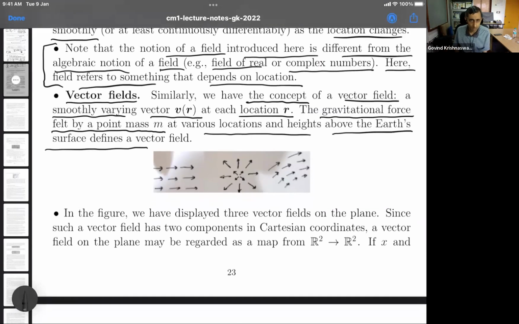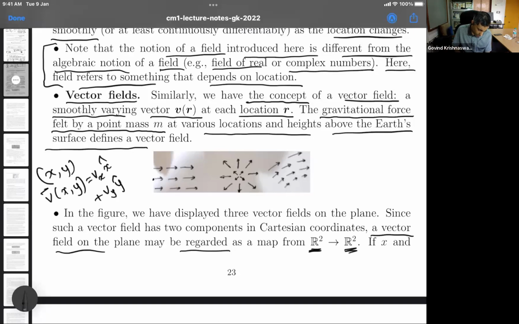So let me give you some simple examples of vector fields displayed on the plane. We've got 3 vector fields on the plane. We can think of at every point the vector having 2 components because we are on the plane, say in Cartesian coordinates. So a vector field on the plane may be regarded as a map from the plane to the plane again. Because at every point x comma y, you have a vector v of x comma y, which itself has 2 components, which can be written as vx x hat plus vy y hat. So you have to specify 2 numbers at every location, namely the 2 Cartesian components, and that is why you can think of it as a map from R2 back to R2.